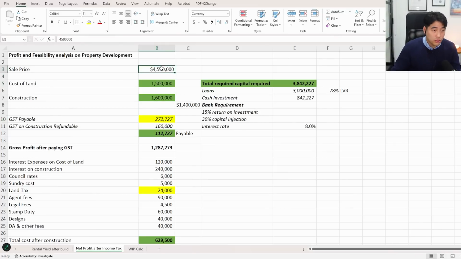So you don't pay the total 10% of that 4.5 mil. It's just too much. You get to claim; you're supposed to pay the GST on the net profit. So anyway, GST ends up being 272,000. And then you also get a credit.